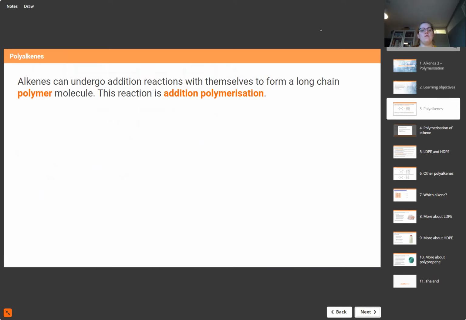So polyalkenes. Basically, how alkenes can make a polymer molecule is they can undergo addition reactions. Like when we were talking about those electrophilic addition reactions yesterday, but actually these are a bit different. When they make these polymer molecules, they undergo addition reactions just with themselves, and we call this addition polymerization. They react with themselves and form this long polymer molecule.